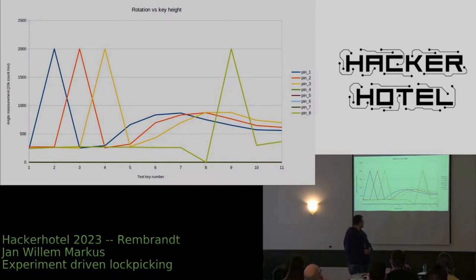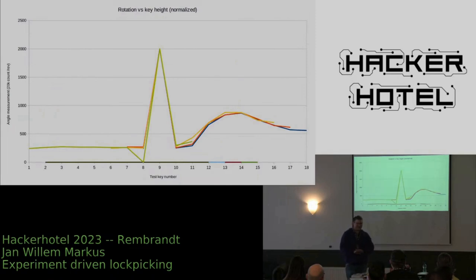On the x-axis, we have the test key number, and on the y-axis, we have the rotation measured. And I've limited the rotation to 2k, so we can see the small bumps on the right hand. And what this shows very nicely is if I overlap these, then it shows that no matter which key plus pin combination, I always get the same rotation of the driver pin. So I was very happy with this result. But there is definitely still something to do to make this a usable exploit.